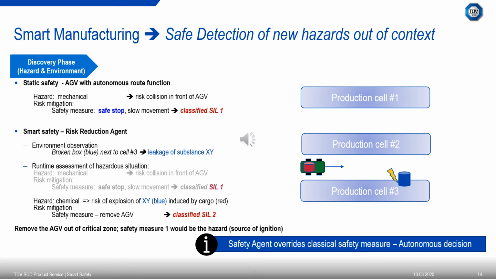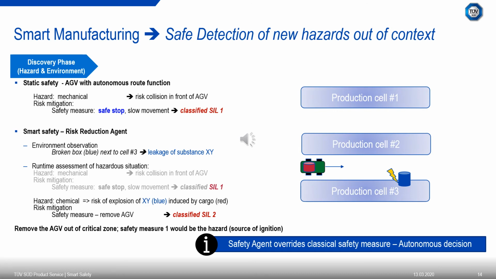At the end of this chapter, I would like to use an example to explain the difference between static safety and dynamic smart safety. The green HUV is moving between two production cells. There's a blue box in front, and a mechanical hazard is detected, so safe stop, slow movement would be the result.